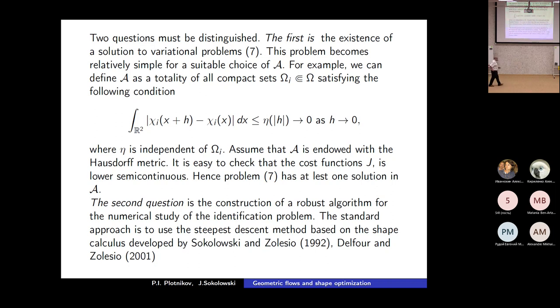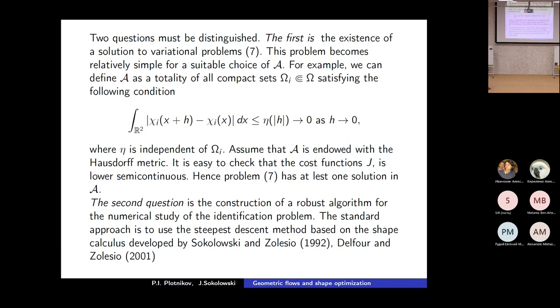There are two questions, it is very important and you have to realize that there are two questions. First question, the existence theorem. In shape optimization problems, the existence of a solution is trivial and not interesting. I try to explain. For example, let us consider the set of obstacles such that chi, the characteristic function of the obstacle, is compact in L1. In this very general setting, the minimum obviously exists, and there is nothing to do.